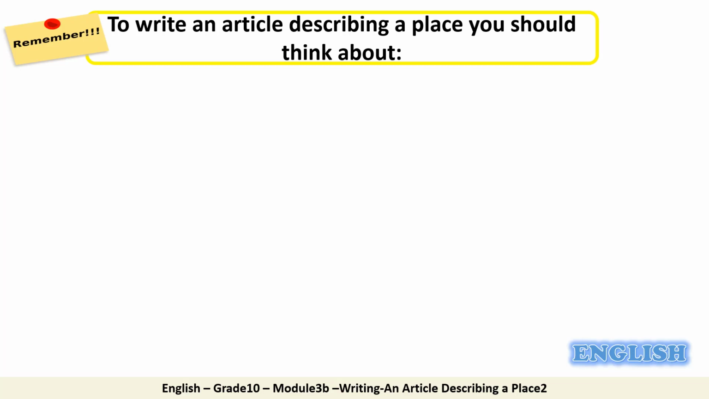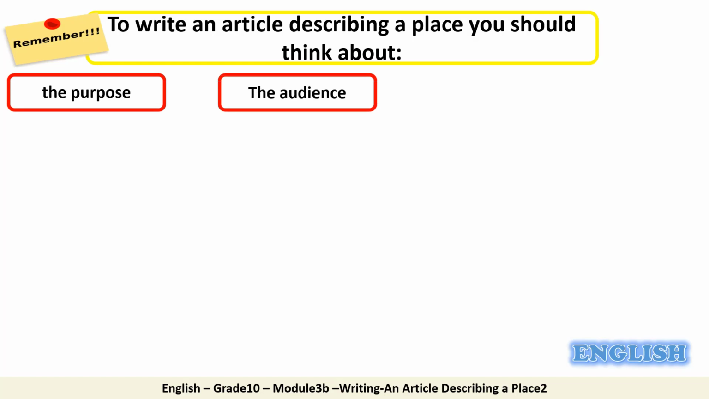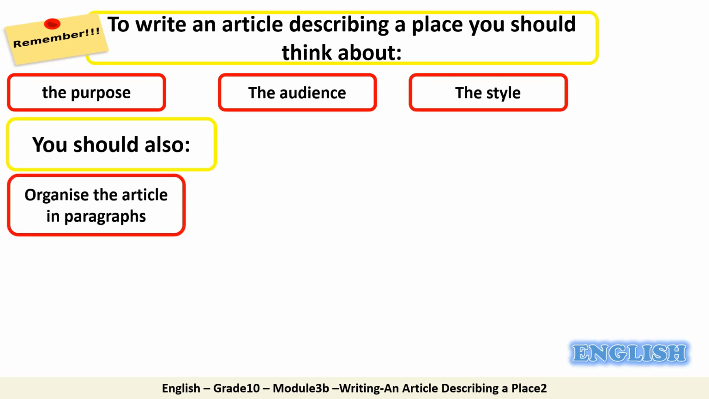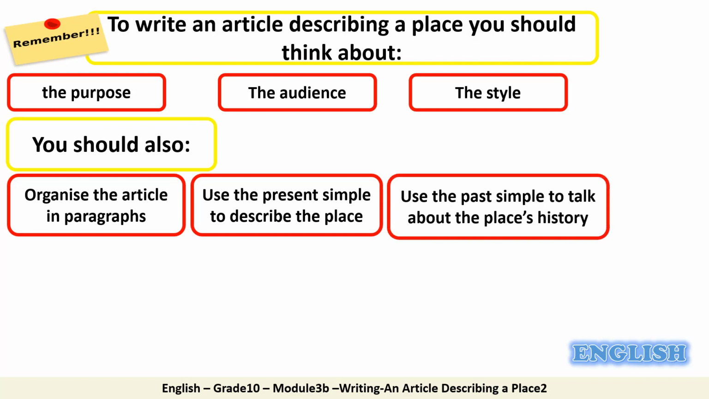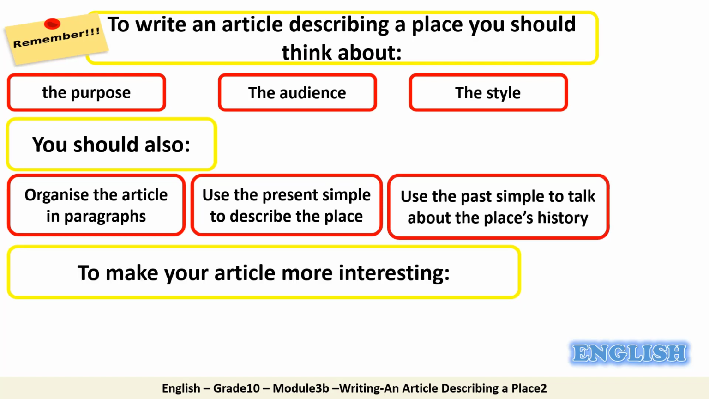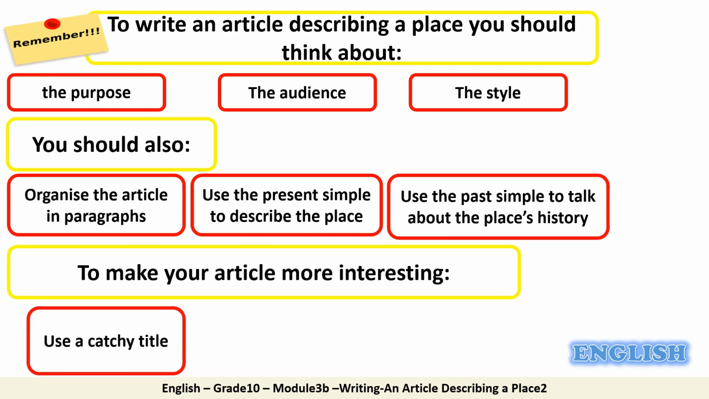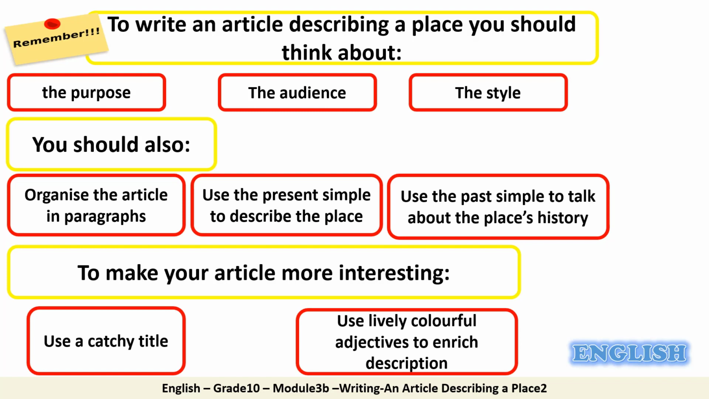To write an article describing a place, you should think about the purpose, the audience, and the style. You should also organize the article in paragraphs, use the present simple to describe the place, and use the past simple to talk about the place's history. To make your article more interesting, you should use a catchy title and use lively, colorful adjectives to enrich description.